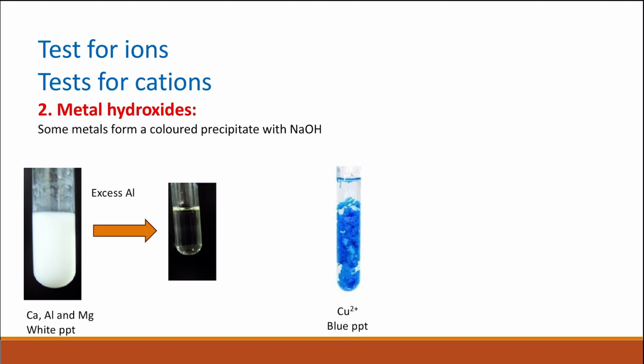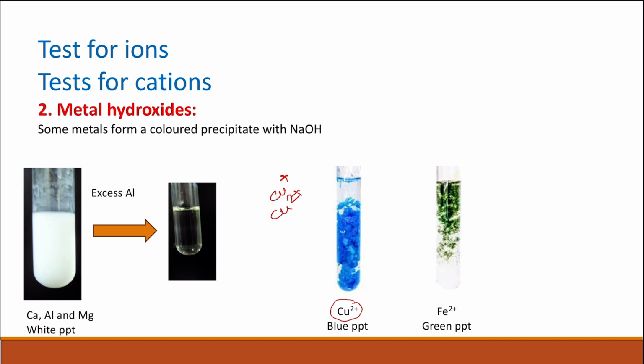Copper is one of the transition elements, and copper can have two different ions because we know that transition elements can have different ions. Copper can have copper 1 plus and it can have copper 2 plus. So this test is for copper 2 plus. If you have a salt of copper 2 plus and you react it with aqueous solution of sodium hydroxide, it will give you a blue precipitate.